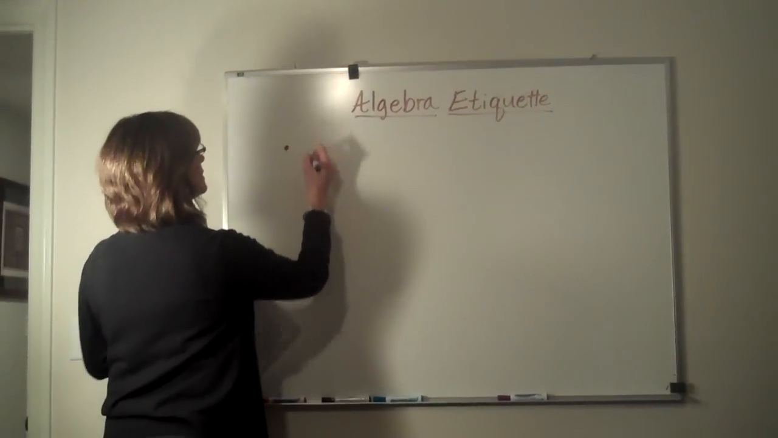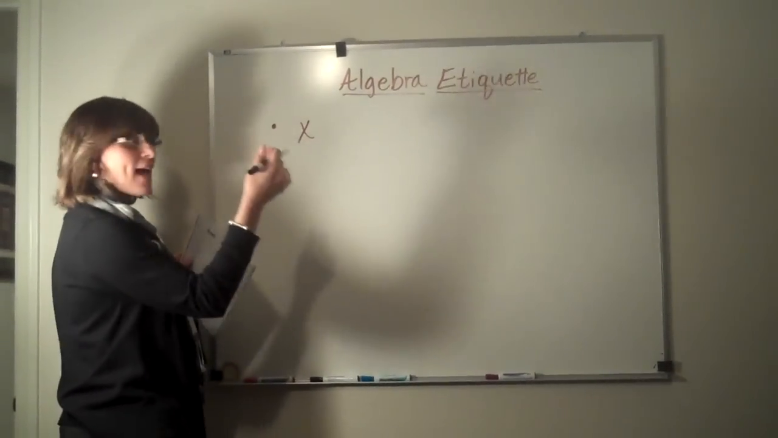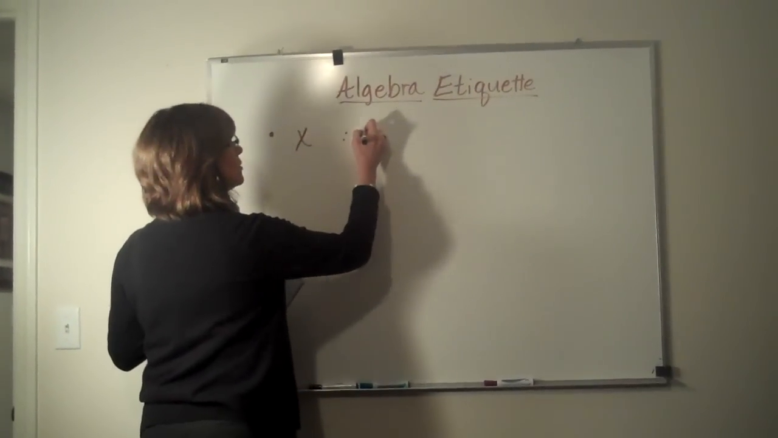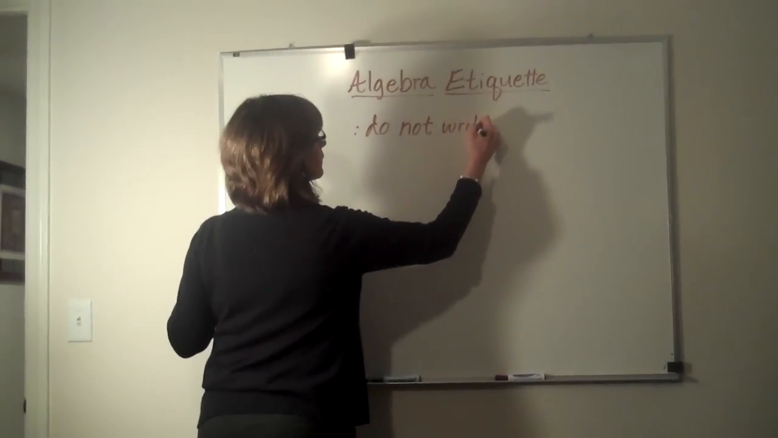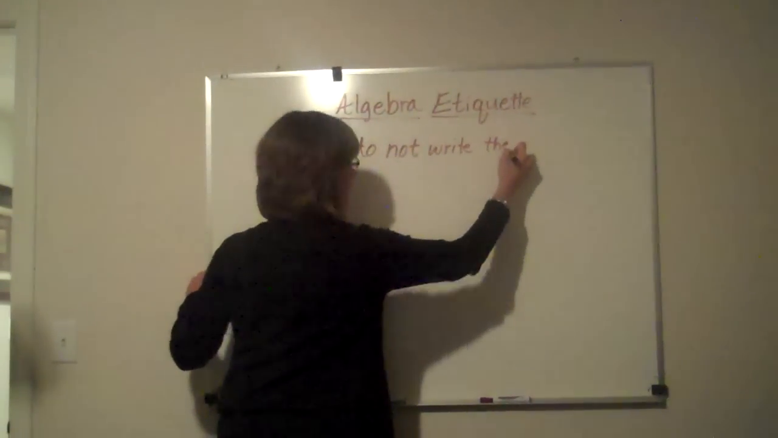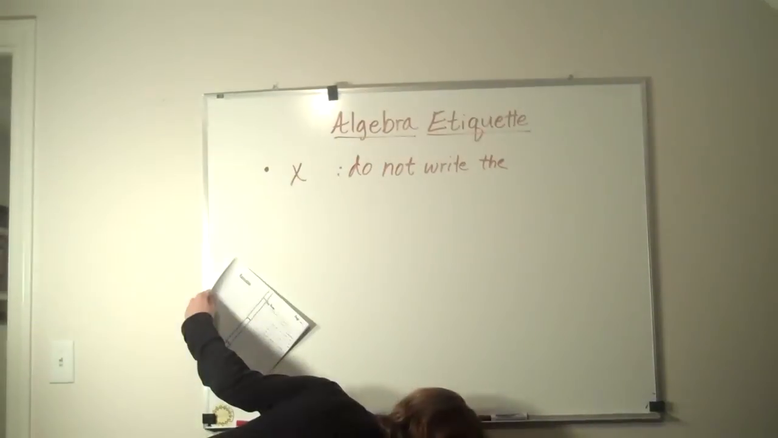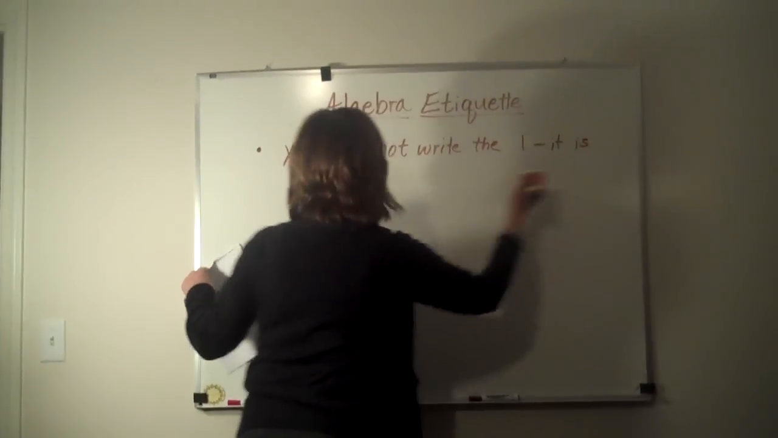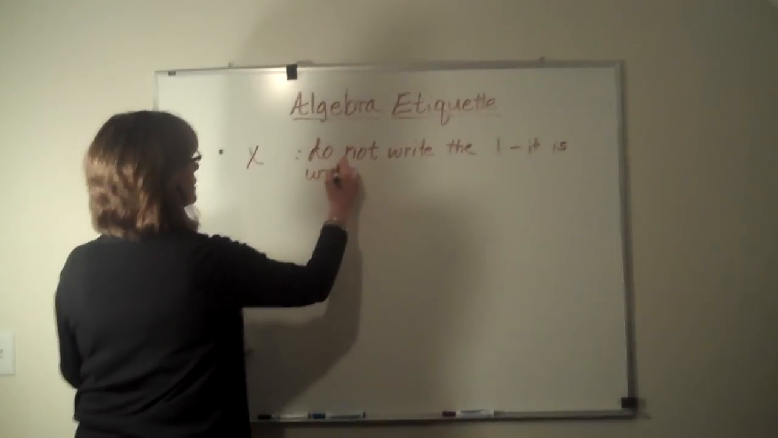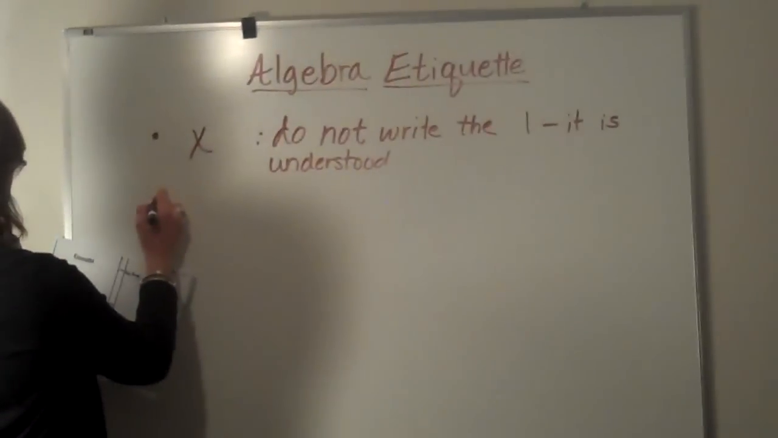Okay, the first thing is that when you have a variable and it's like 1x, you do not write the 1. It is understood. If, like I said, if you wrote the 1, I would give you credit, but you don't have to.